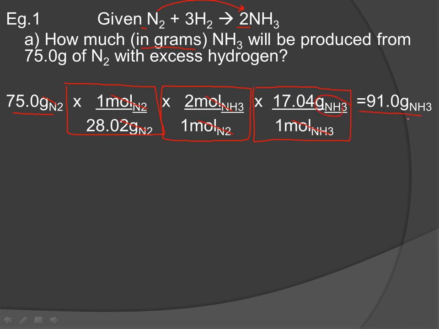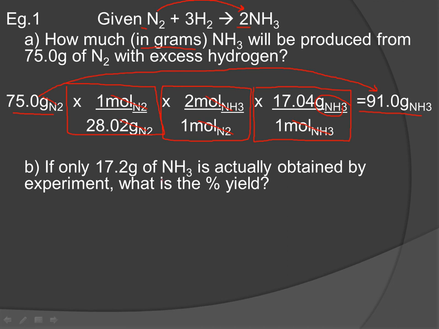So the theoretical yield for this reaction, if we start off with 75 grams of nitrogen, is that theoretically we could convert that into 91.0 grams of ammonia. However, let's say we actually carry out this reaction and we only get 17.2 grams of ammonia. That's the actual amount that we obtained by the reaction.